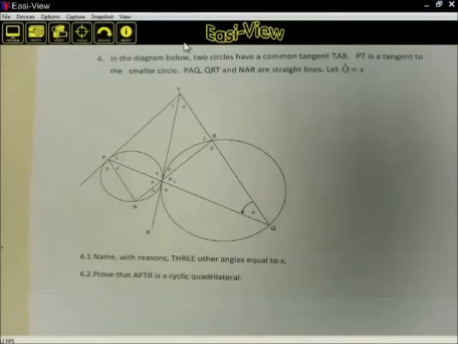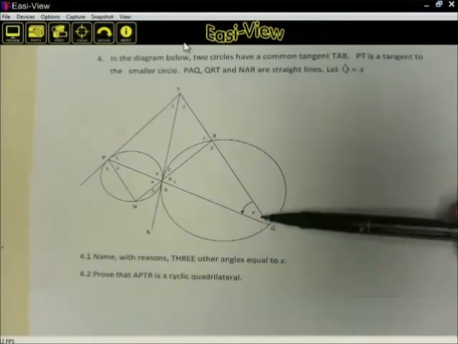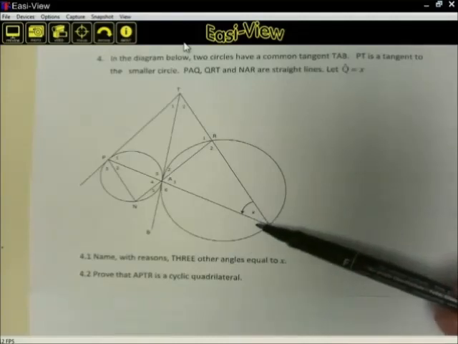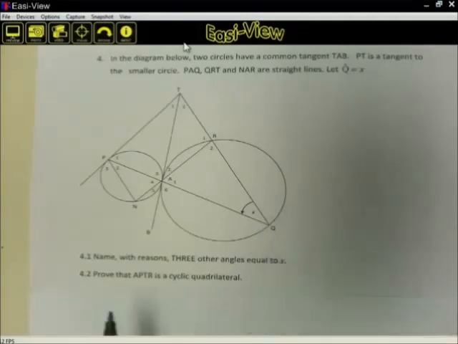PAQ, QRT, and AR are straight lines. Let Q be equal to X. Here Q is already marked with X. The first question states, name with reasons 3 other angles equal to X. You've got to apply your theorems and name 3 other angles equal to X. And then lastly, you have to prove that APTR is a cyclic quad.